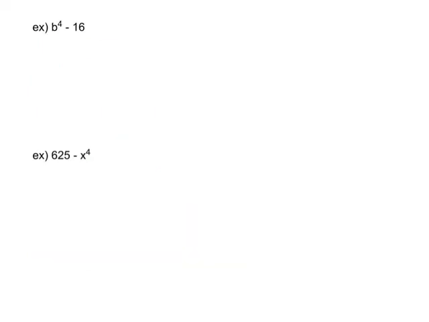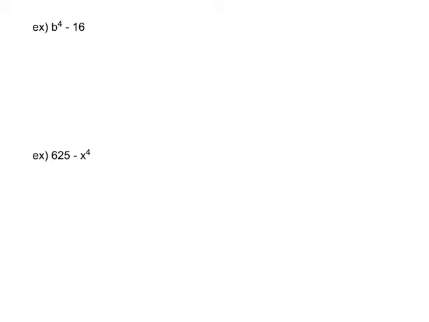For our next example, we have b to the fourth minus 16. And since each of those are to the fourth, I still want to get to that a squared minus b squared. So I'm going to actually still write the same thing. So I'm going to have b squared, and that's all going to be squared. And I know that I wrote that because I want b to have an exponent of 4. So b squared to the second power is going to give me b to the fourth.